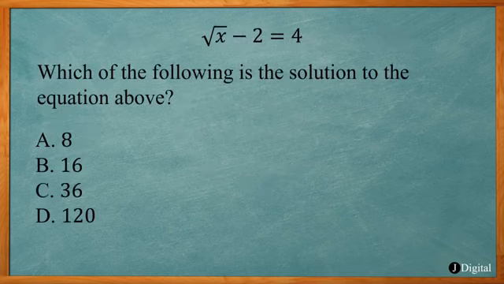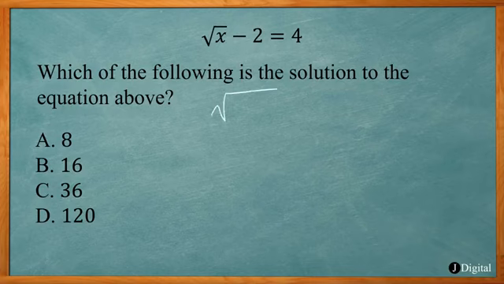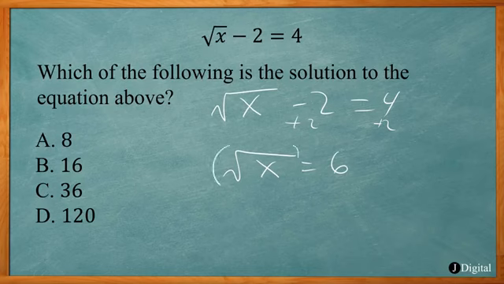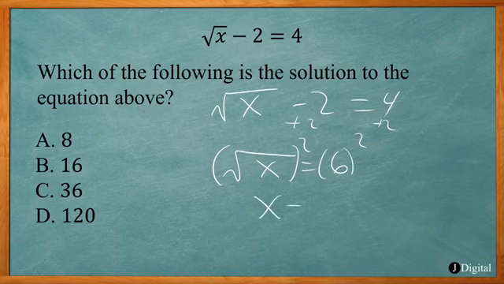Alright, in this SAT problem, we have the square root of x minus 2 equals 4. Which of the following is the solution to the equation above? Alright, for this one, we're going to get the radical by itself. So I'm going to add 2 to both sides. Get square root of x equals 6. Again, we need to get rid of the square root sign, so we have to square both sides. This was x, and 6 times 6 is 36. So answer choice C.